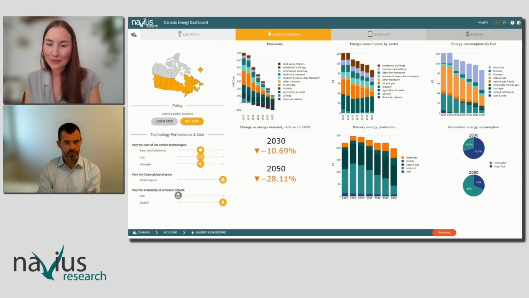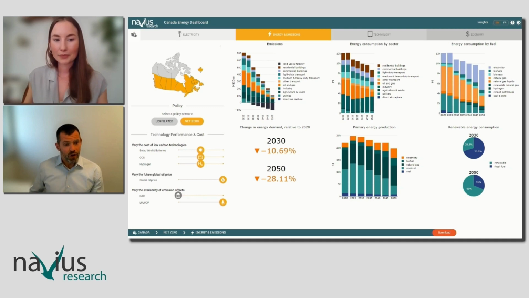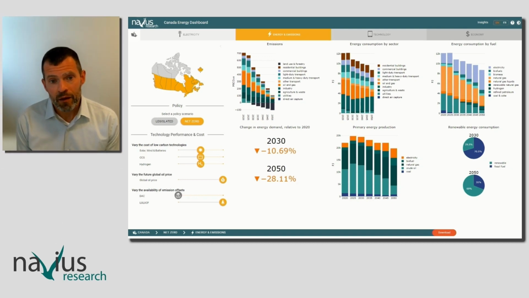Here's another good one for you, Jotham. What kind of variation in GHG intensity by province exists within the model? How does this vary depending on what source of energy is used in each province? So I wouldn't know that off the top of my head, but I think that the dashboard provides you with the opportunity to go and examine that.